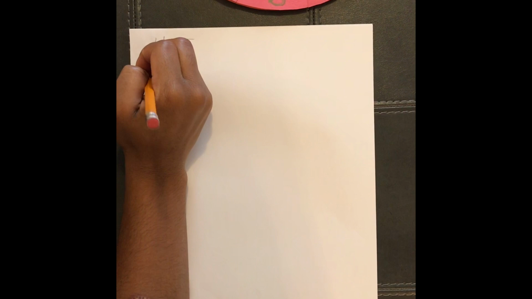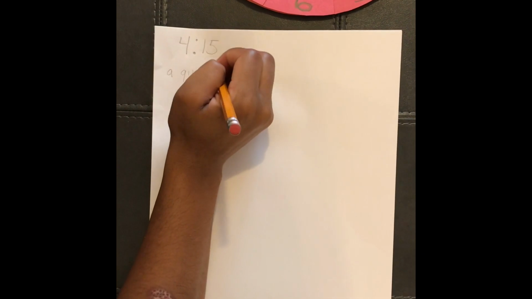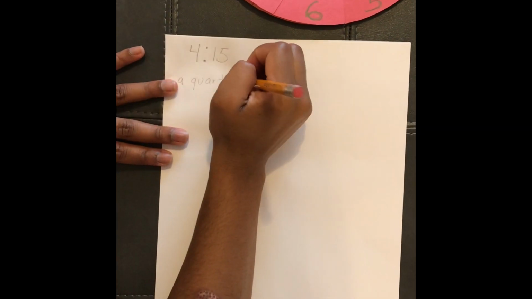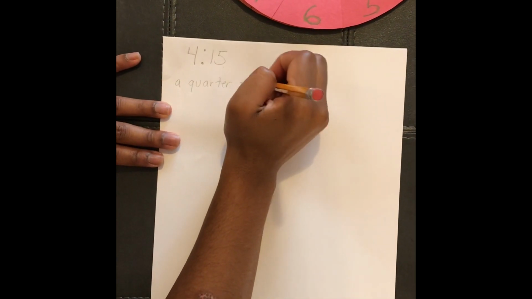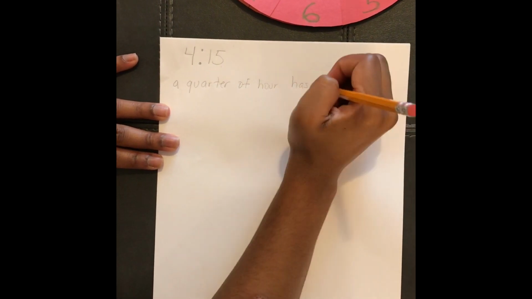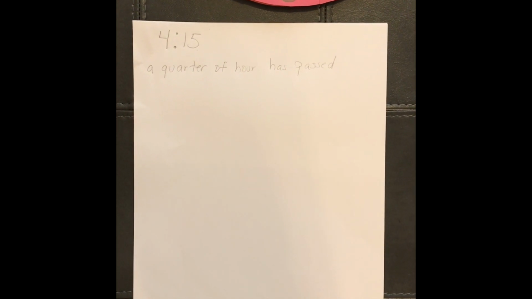Now, when people see this time on the clock, or if someone asks you what time it is, you can say it's 4:15, or you can say a quarter of the hour has passed. So we write a quarter of the hour has passed. So if someone walks up to you and it is 4:15 and they say, hey, what time is it? You can say a quarter past 4, or you can say a quarter of the hour has passed.